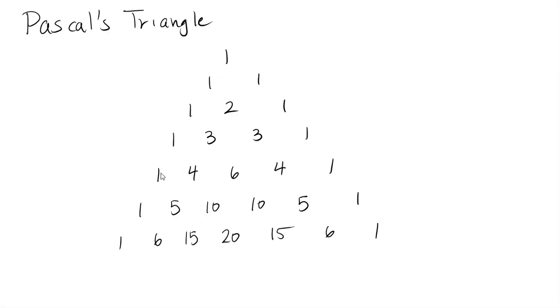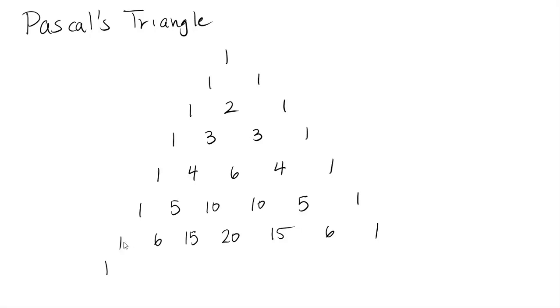So this is 4 choose 0, this is 4 choose 1, this is 4 choose 2, which we've already verified a couple of times. This is 4 choose 3, this is 4 choose 4. So Pascal's triangle generates the values of n choose k. You just have to make sure you go to the correct row. Let's generate another row just to make sure you understand it.